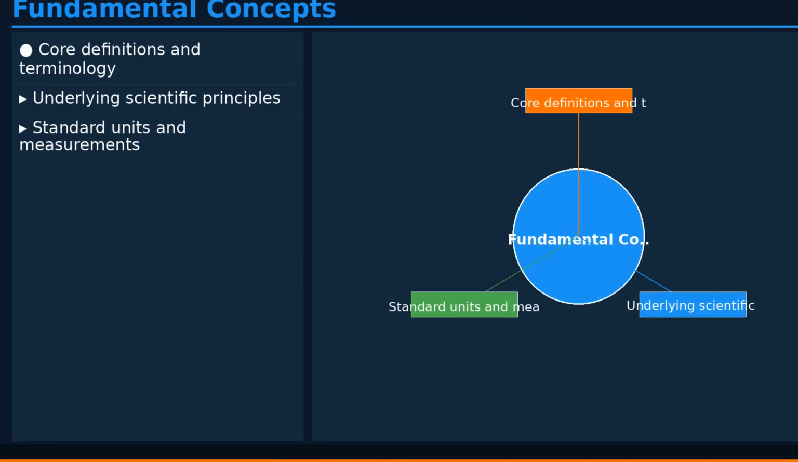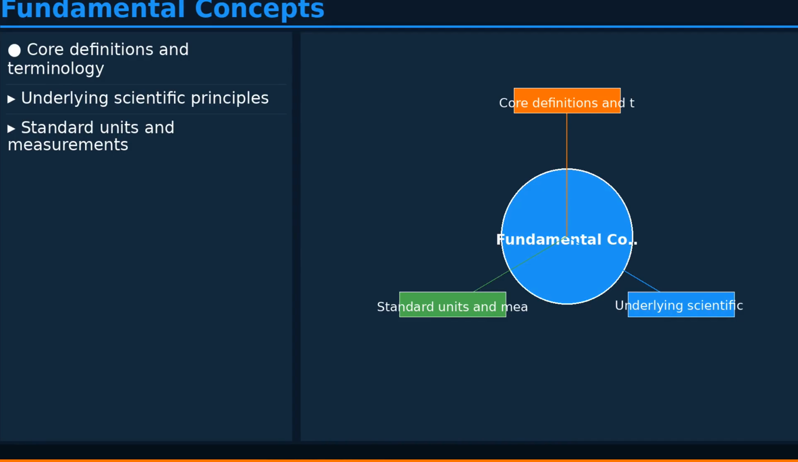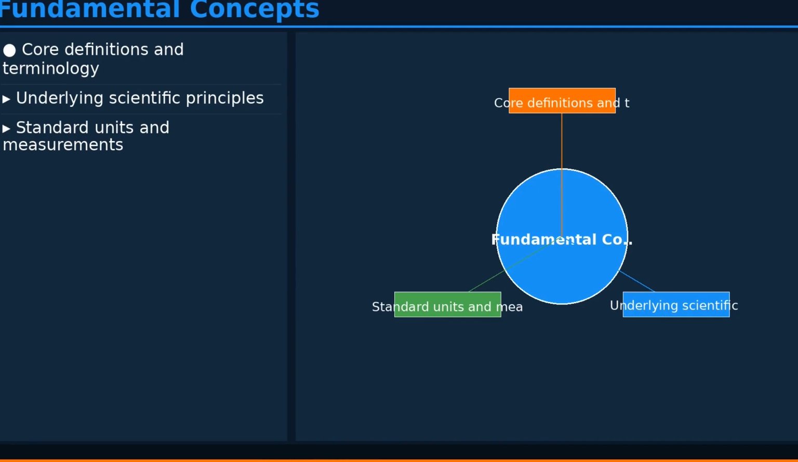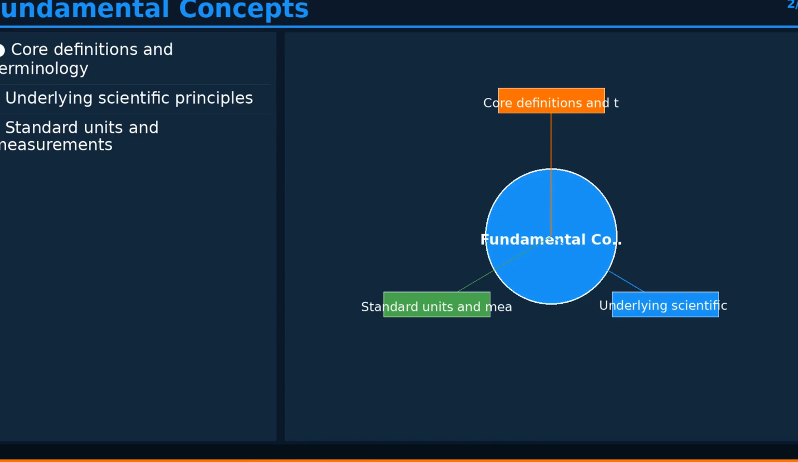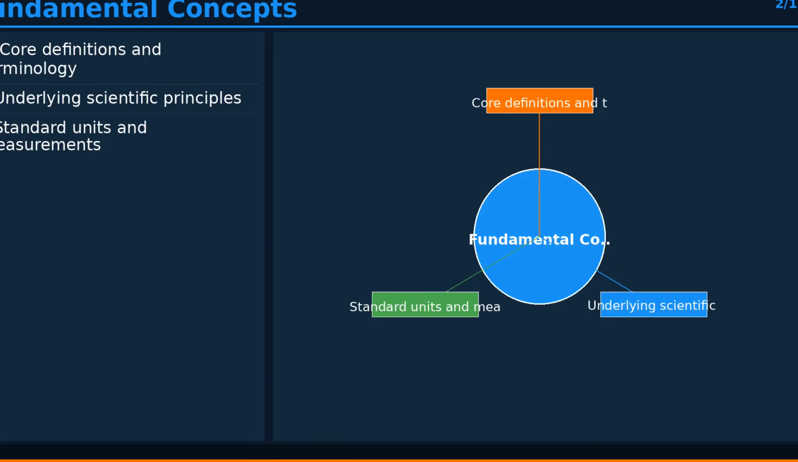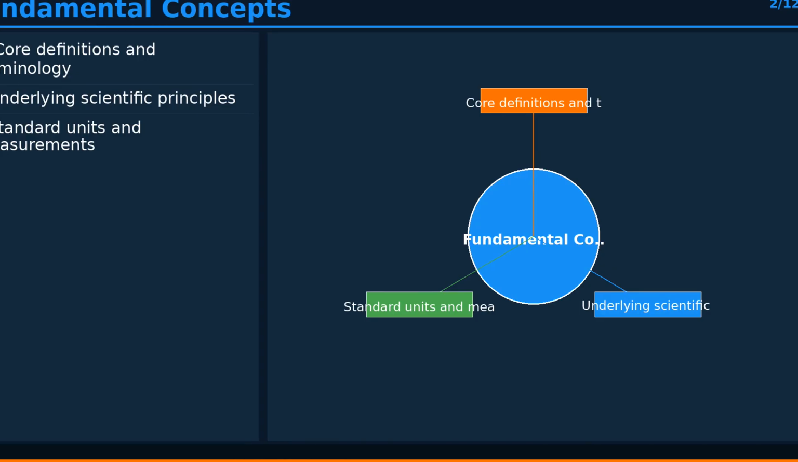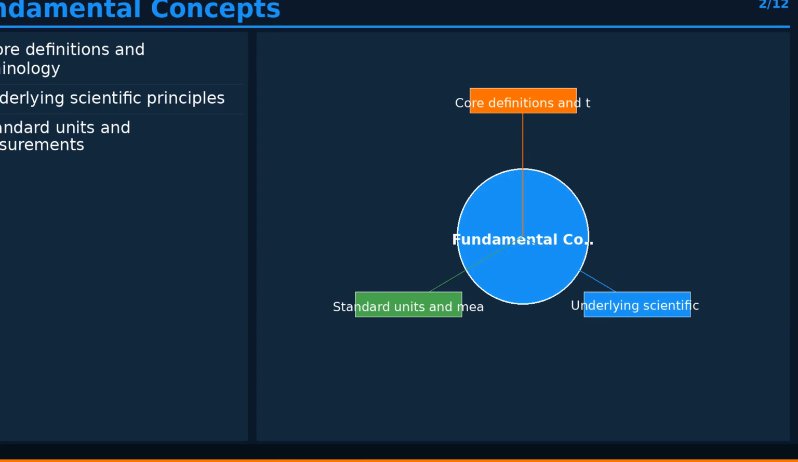The fundamental concepts of Introduction to Polymers and their classification start with precise definitions and terminology. Understanding the scientific basis helps us predict material and process behavior accurately. Standard units ensure consistent measurement across all industrial applications.